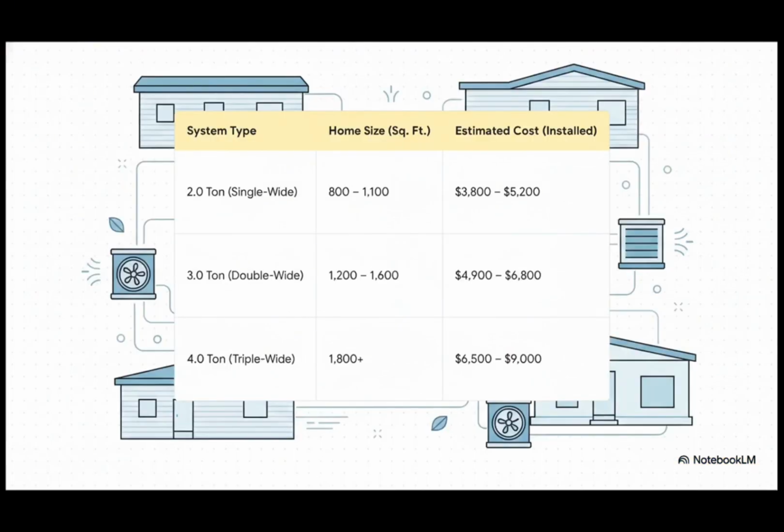So, for a typical single wide, you're probably looking at a 2-ton unit. That's going to set you back somewhere in the ballpark of $4,000 to $5,000 installed. For a double wide needing a 3-ton unit, you're looking closer to that $5,000 to $7,000 range. And remember, these prices should include everything: the unit, the labor, all of it.